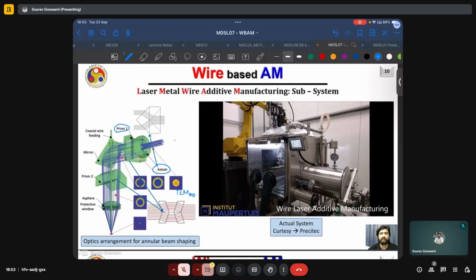From the gap which is formed between these beams, the wire can be fed, and then by the use of a second suitable prism, these separated or discrete beams can again be converged onto the substrate surface to melt the wire feedstock. And this has been commercialized by Precitech as shown here.